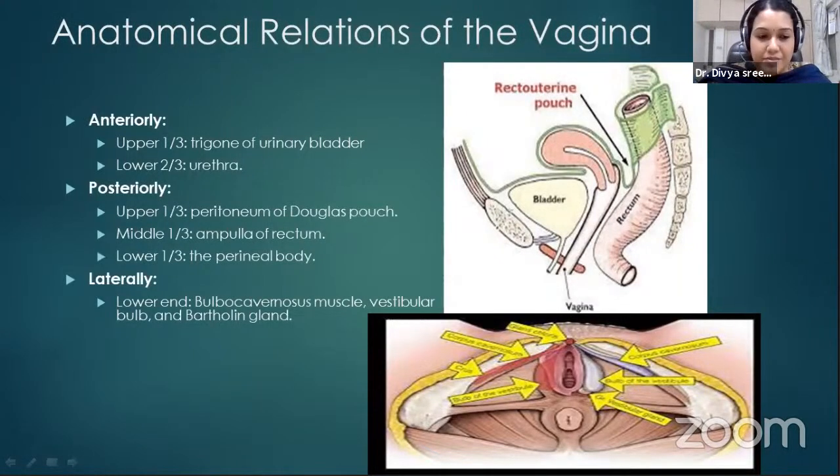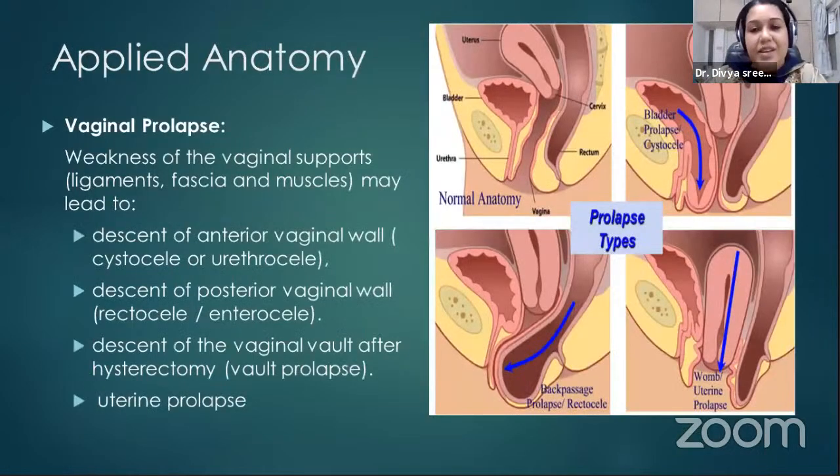Okay, so moving to the applied aspect, as we had mentioned, when the upper one-third is lax, the bladder can protrude. This condition is known as cystocele. If the urethra is protruded, then urethrocele. If the rectum is protruded, then rectocele. If the intestine coils protrude from the cul-de-sac, then it is known as enterocele.